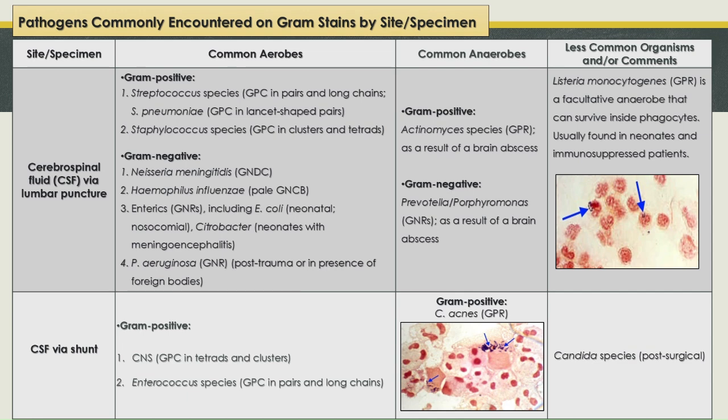Site/specimen: CSF via shunt. Common aerobes. Gram-positive: 1. CNS, GPC in tetrads and clusters. 2. Enterococcus species, GPC in pairs and long chains. Common anaerobes. Gram-positive: C. acnes, GPR. Less common organisms and/or comments: Candida species, post-surgical.